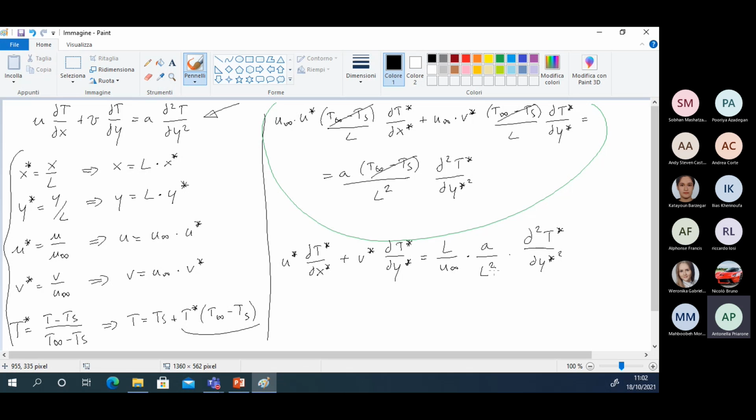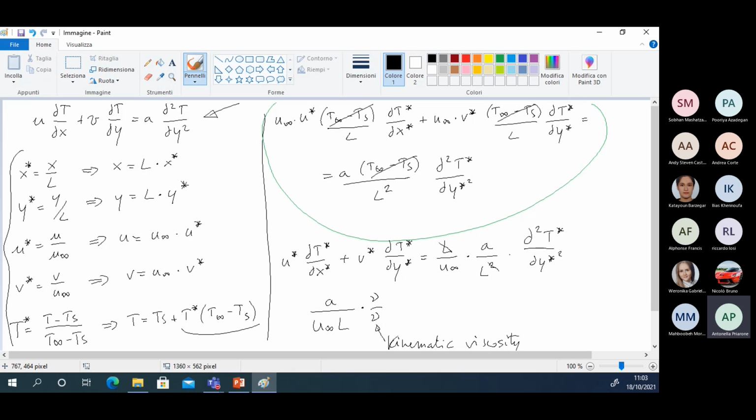Here I can recognize something. Now I simplify a length, and A divided by U infinite L. If I multiply both by ni, this ni, I write better because I don't want you to misunderstand, this ni is the kinematic viscosity.